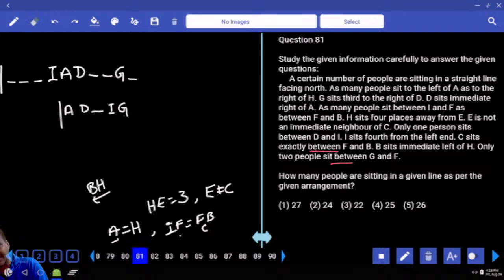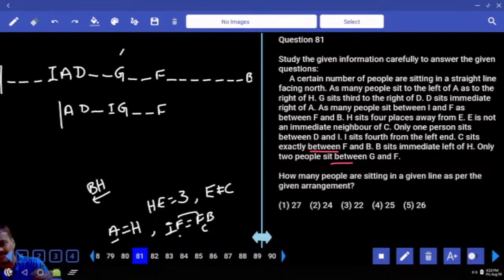Now in between G and F, how many? 2 people. Now here again 2 people between G and F. Now G and F are like this. Then, now I and F, F and B, F must be exactly between I and B. F is exactly between I and B in the first case. 1, 2, 3, 4, 5, 6, 7 persons were there between I and F. Hence between I and F 7 persons and F and B 7 persons.